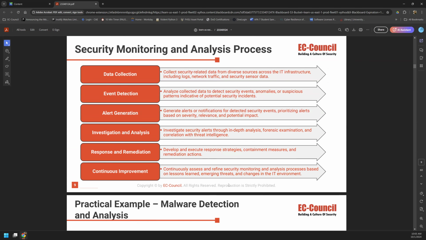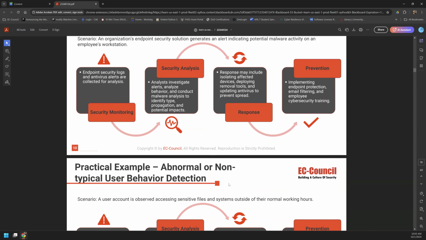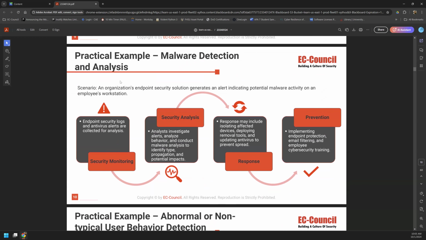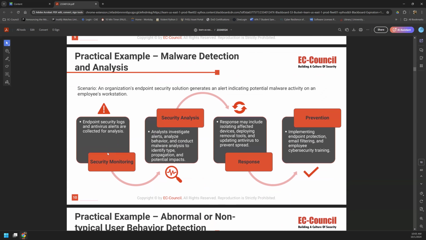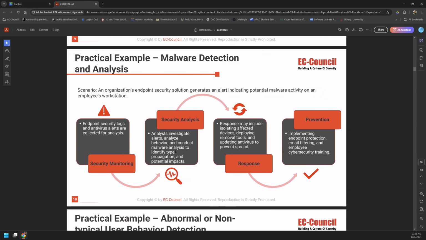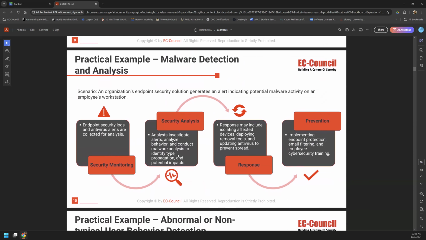So let's see here. I'm going to skip through some of this because that is all just a repeat of what we've talked about. So here is a practical example in malware detection. Our endpoint security logs and antivirus alerts are collected for analysis. We are then going to investigate those alerts, analyze their behavior, and conduct any kind of malware analysis to identify type, propagation, and potential impacts.